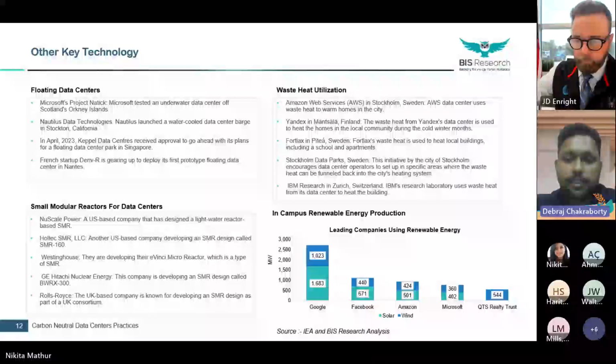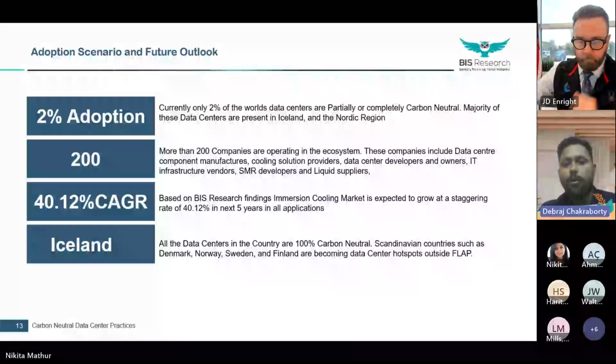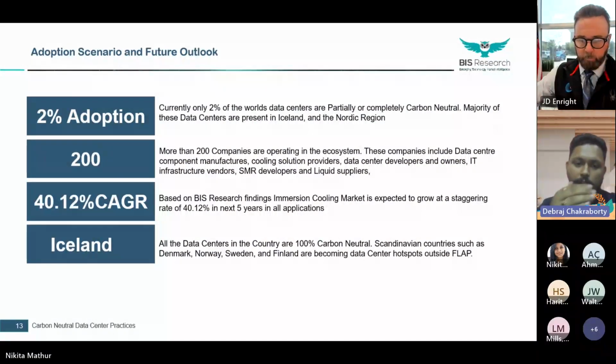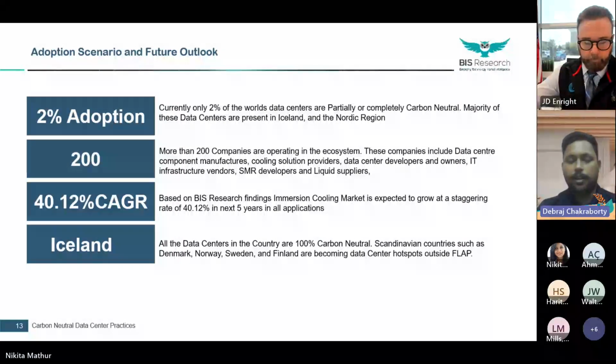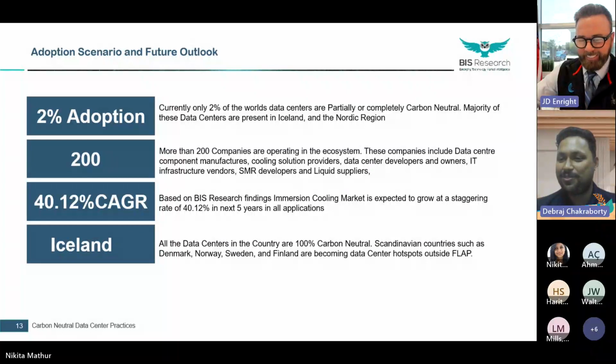So coming on to the next slide, we'll just move on to the conclusion. We'll just try to see what's the adoption scenario and the future outlook for this particular market. So I am terming carbon neutral data centers as an entire market. The definition is vague, but for people who have limited knowledge of and limited access to the definition, we'll just stick to the name right now. We can define it later on. We can term it differently.